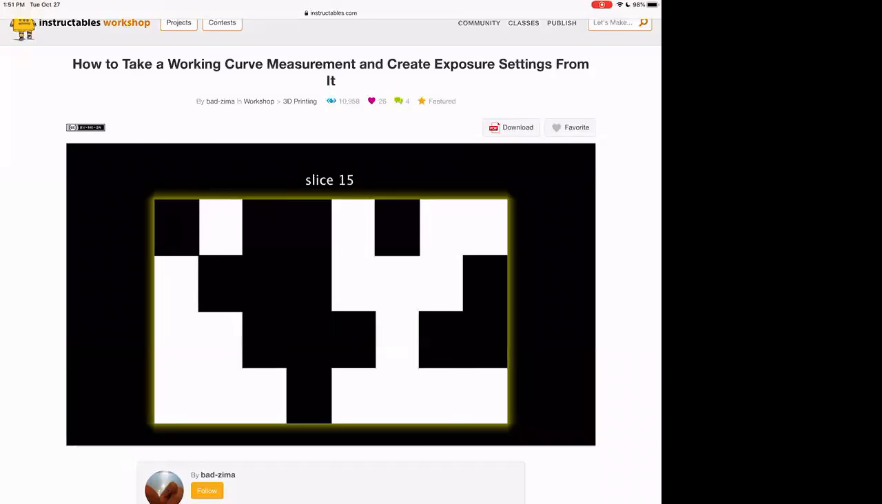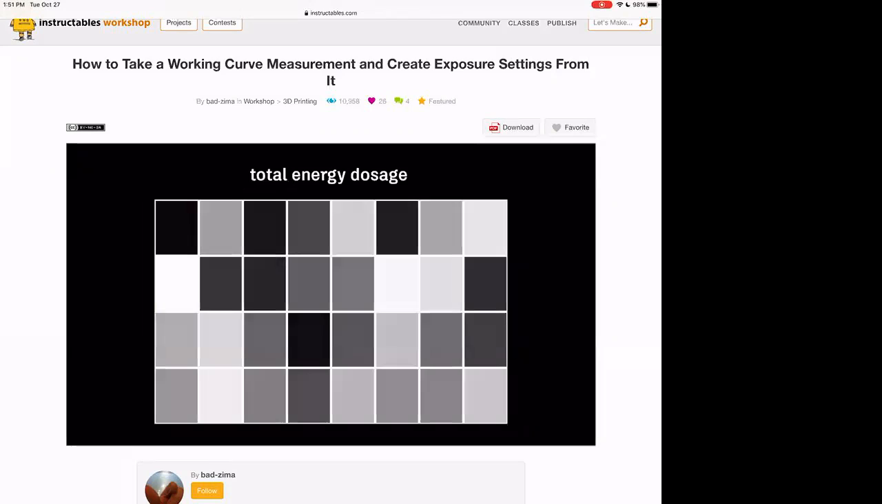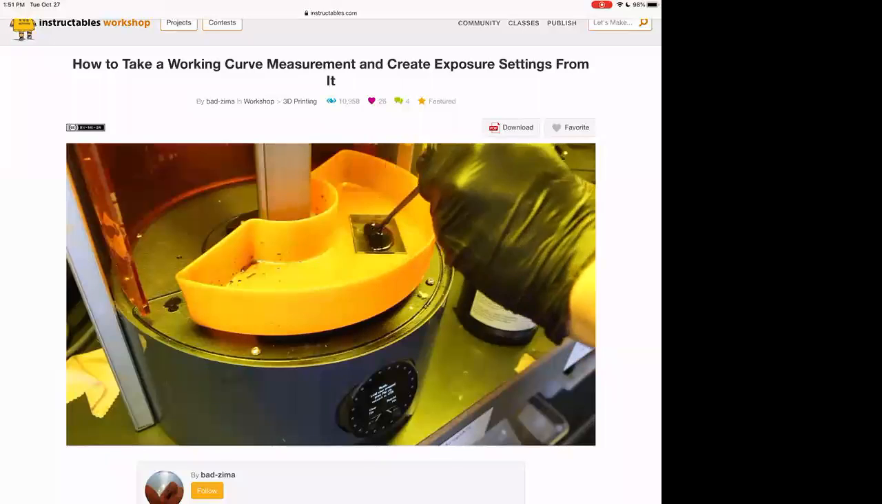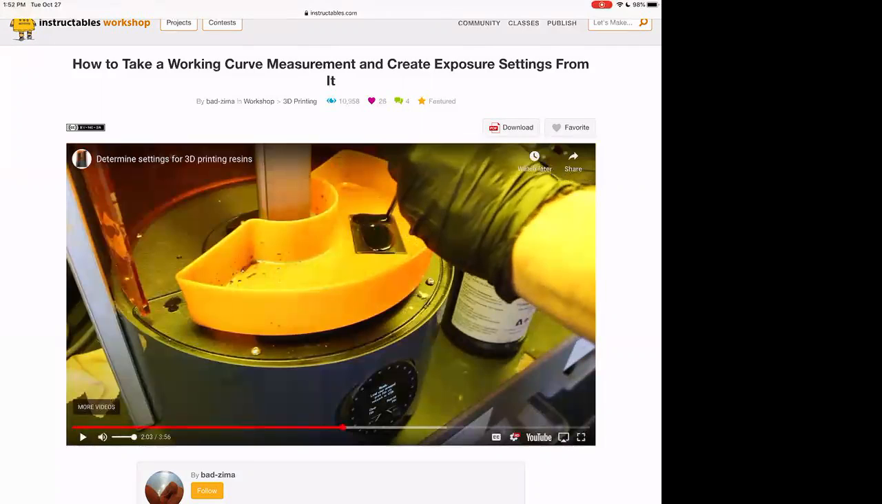We start with a diagnostic print file consisting of 32 slices. The slice images create a panel of 32 rectangles where each rectangle receives a distinct amount of light energy. The rectangle that is illuminated in every slice receives 32 times the energy as a rectangle that is only illuminated in the first slice. The pattern is randomized to minimize the effect of possible unequal illumination across the build area. Unlike a normal print, we don't fill up the tray with resin. Simply pipette a layer of resin.